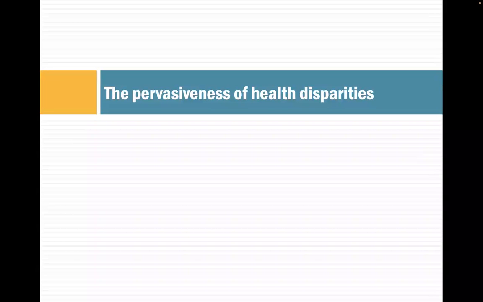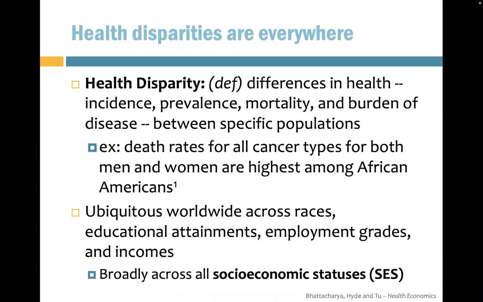First, we want to look at the pervasiveness of health disparities. Health disparities are everywhere. Health disparity is defined as differences in health. It can be incidence, prevalence, mortality, or burden of disease between different specific populations. For example, death rates for all cancer types for both men and women are highest among African Americans. So that would be a health disparity between African Americans and the other groups.